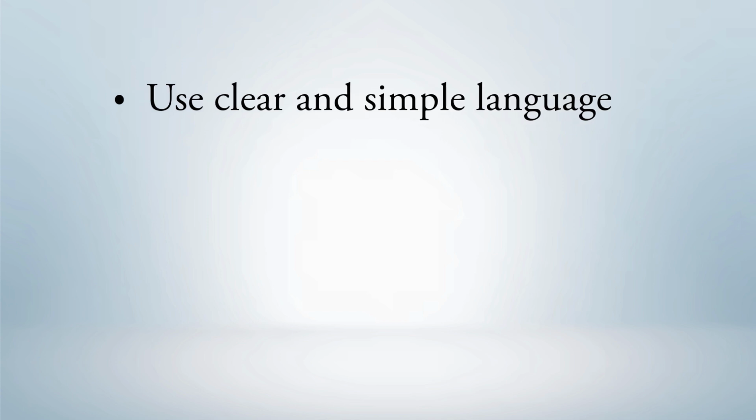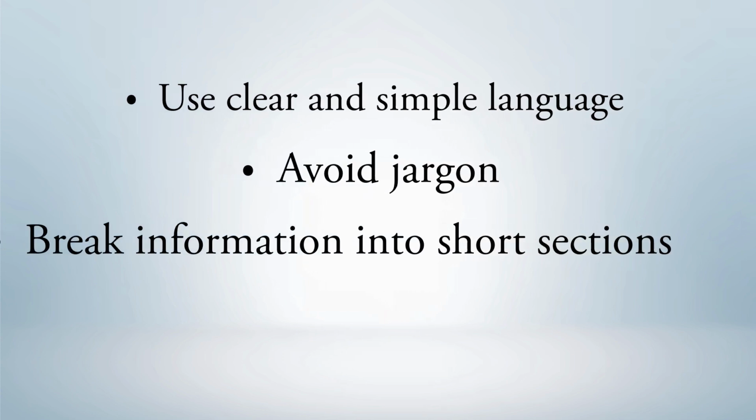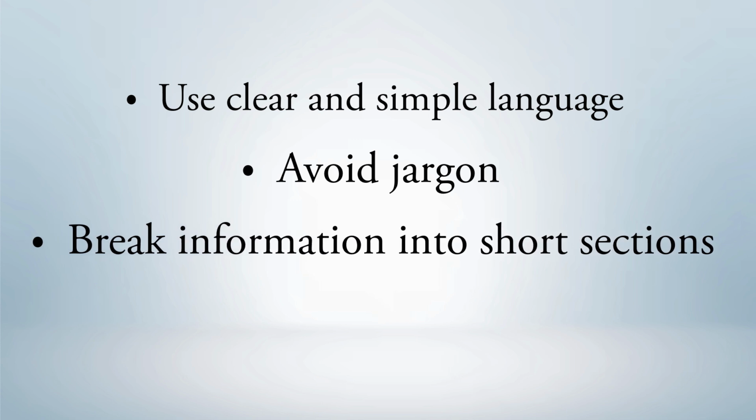Here are a few strategies to make content more accessible for learners with cognitive impairments. One of the most helpful things is to use clear and simple language, avoid jargon, and break information into short, manageable sections. Additionally, text to speech software can allow learners with dyslexia to listen to content rather than struggle to read it.